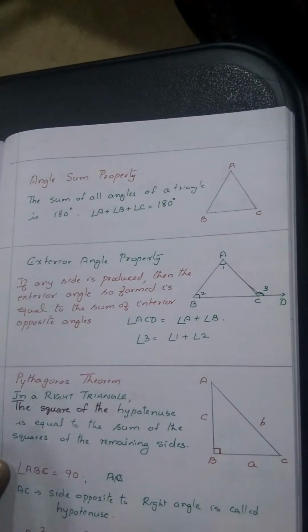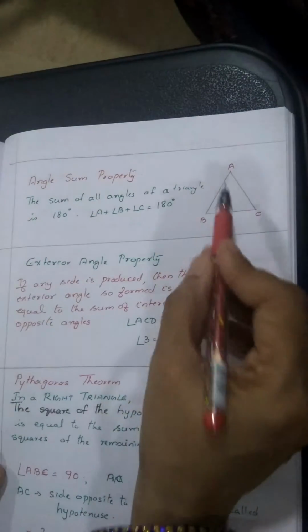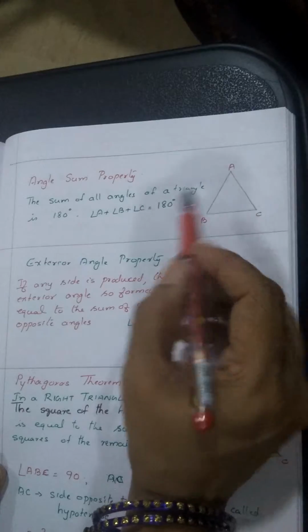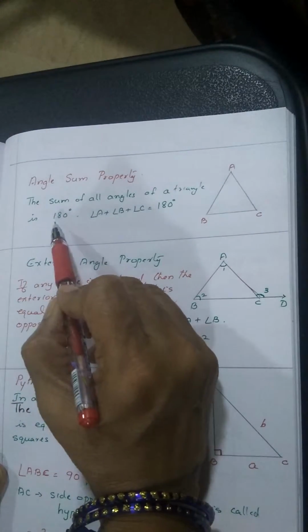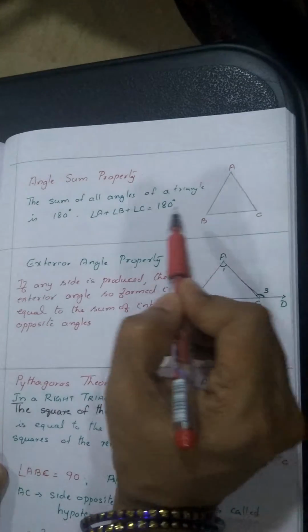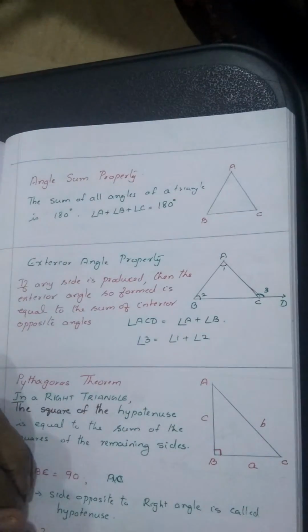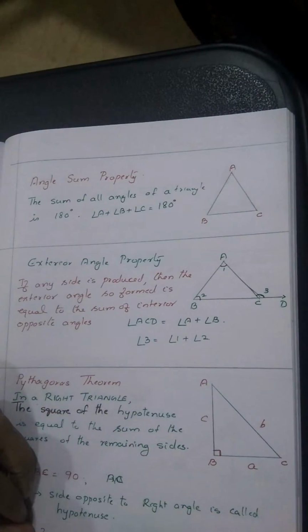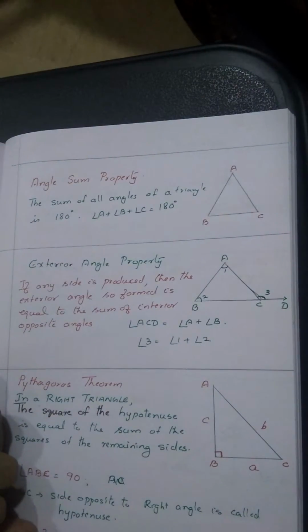Coming to a very important property of a triangle, the angle sum property. So this is the triangle ABC. The sum of all angles of a triangle is 180 degrees. So angle A plus angle B plus angle C has to be 180 degrees, neither less nor more. The sum of all the three angles has to be exactly equal to 180.